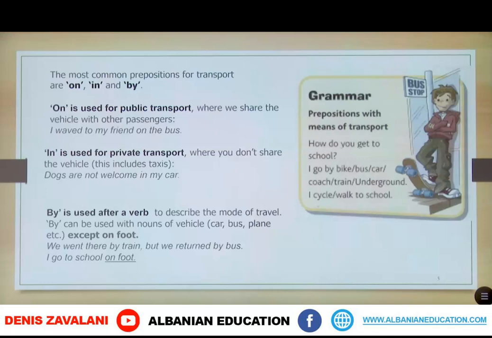Okay, here is a little explanation in the grammar part there. Prepositions with means of transport. How do you get to school? I go by bike, by bus, by car, by coach, by train, by underground. Or you can also say, I cycle or I walk to school.